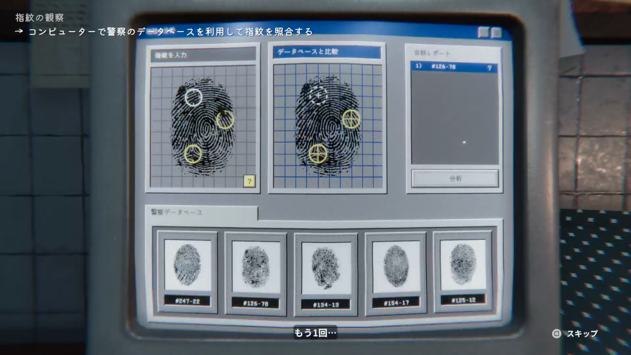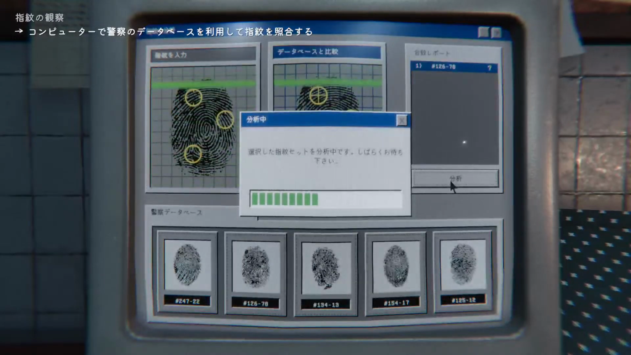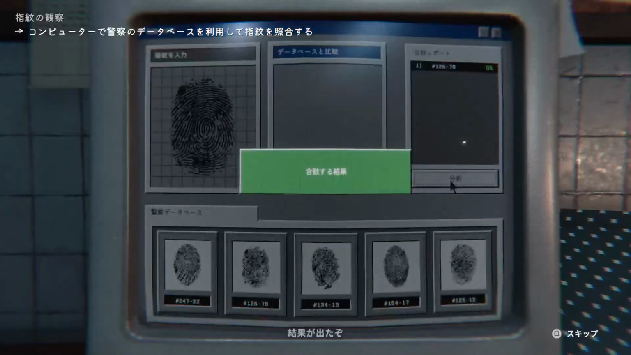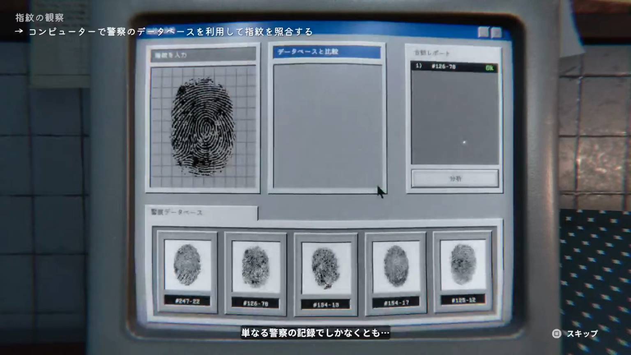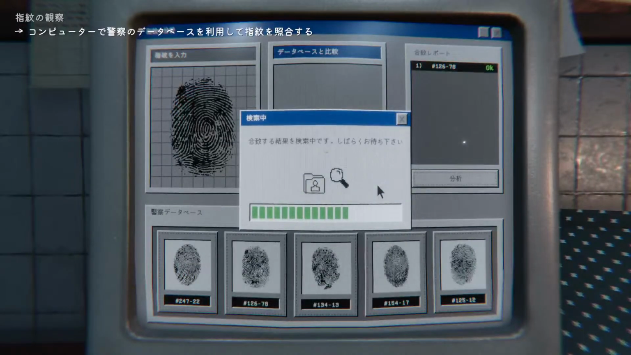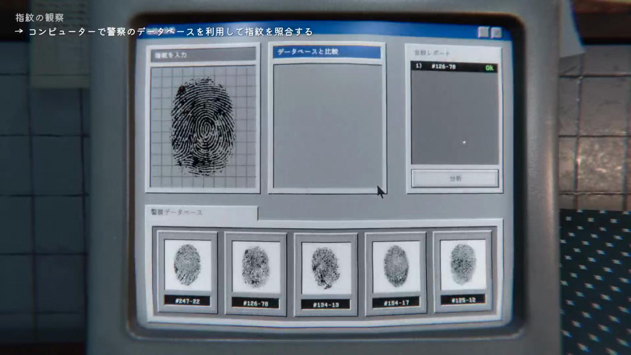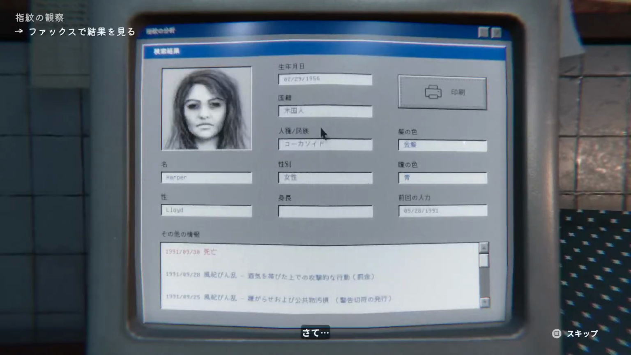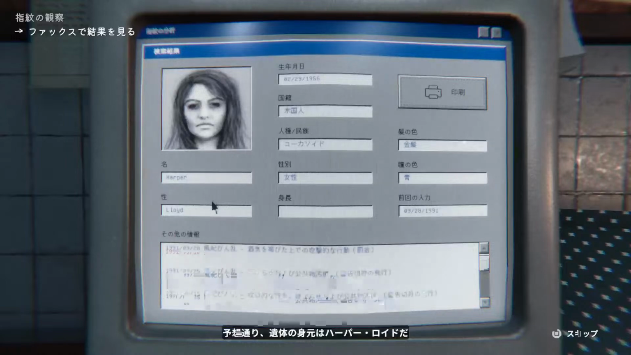One more. Analyze button. And everyone has a story to tell, even if it's just a police record. So, as predicted, the deceased turned out to be Harper Lloyd.